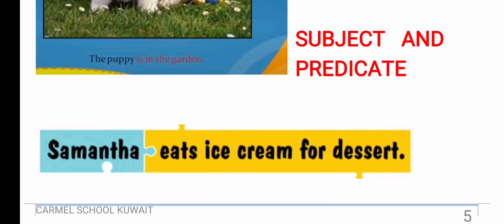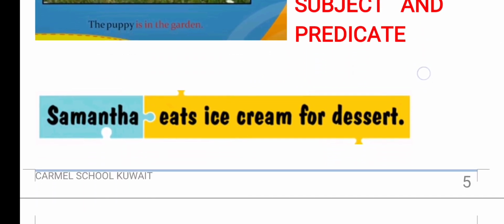Now, in the sentence, Samantha eats ice cream for dessert. I told you first you have to pick up the verb present in this sentence. Which is the verb here? Eats. That's the action word, verb. So eats is the verb here. Ask a question by adding to this verb. Now who eats or what eats? For this sentence we can say who eats. What is the answer? Samantha. Then Samantha is the answer, so it is a subject.